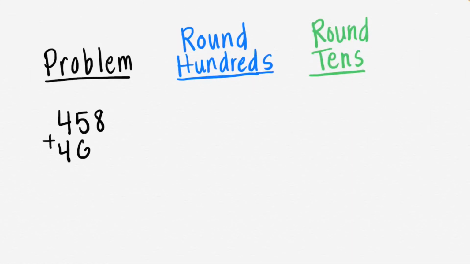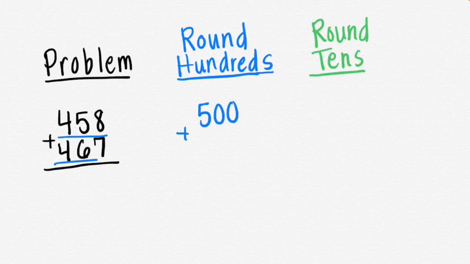458 plus 467. Now let's think, is 458 closer to 400 or 500? It's closer to 500 because it's over 450. Is 467 closer to 400 or 500? It's closer to 500 because it's over 450. Both of those numbers rounded up to 500. Now we're only looking at the tens. Is 58 closer to 50 or 60? It's closer to 60, so it's 460.